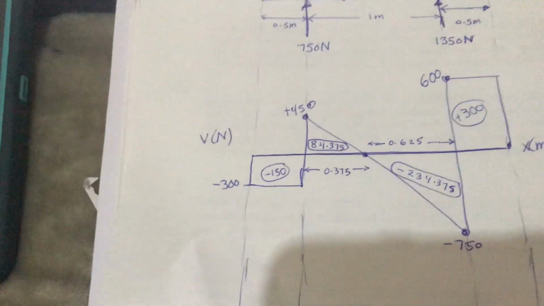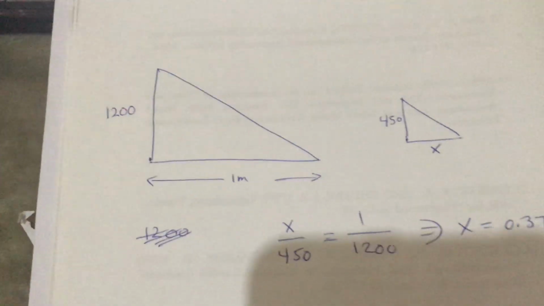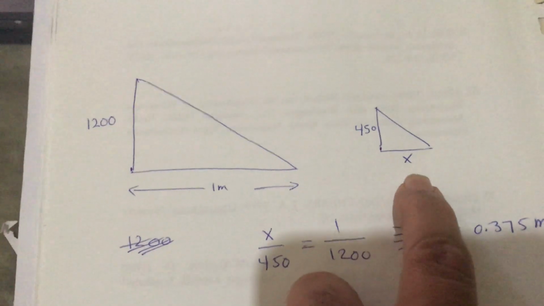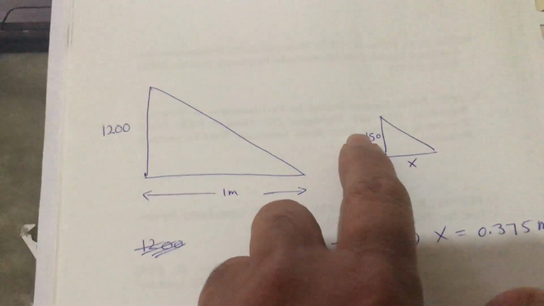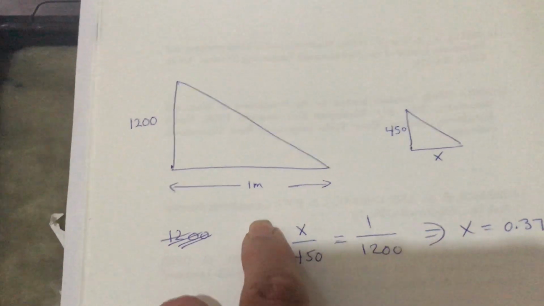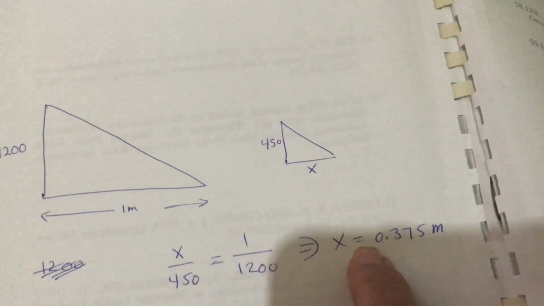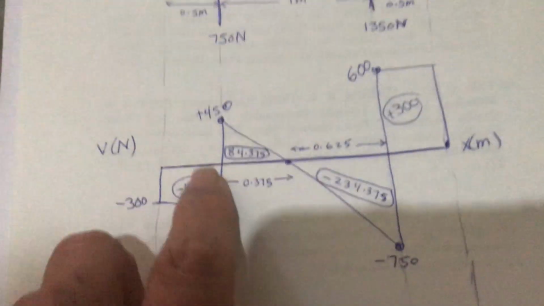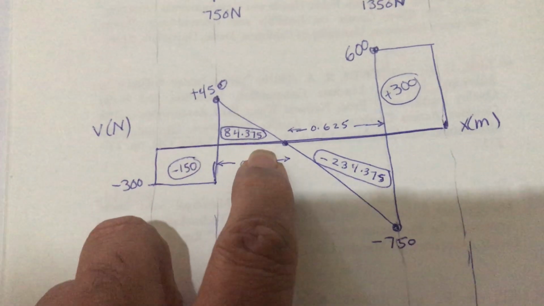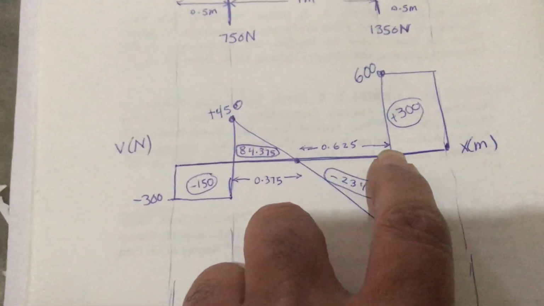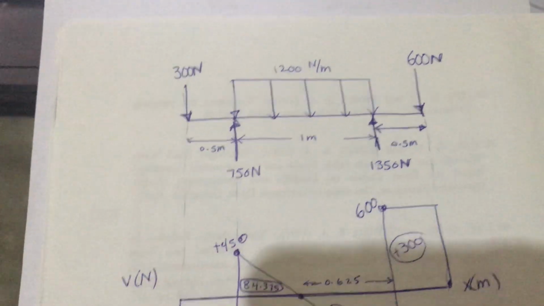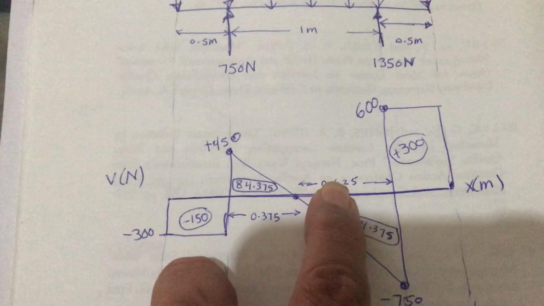We could do this theory, or we could do this method to find out this x. x over 450 equals 1 over 1200. So 450 over 1200, x is equal to 0.375. So we found that this is the x, 0.375. So what is the remaining here? It's 1. So 1 minus 0.375 is equal to 0.625.